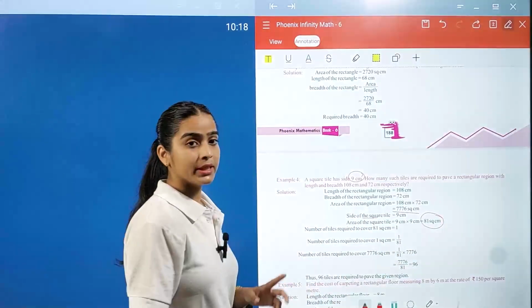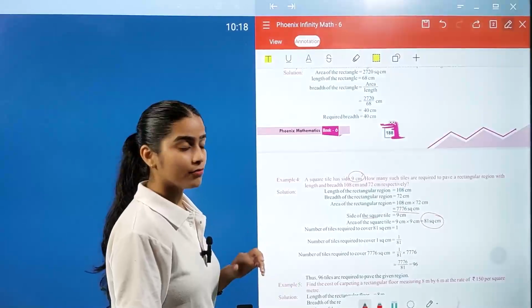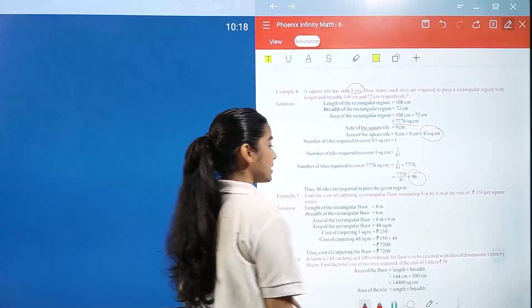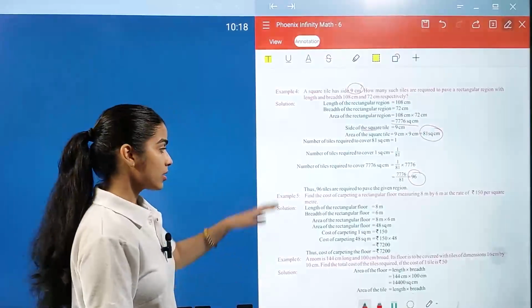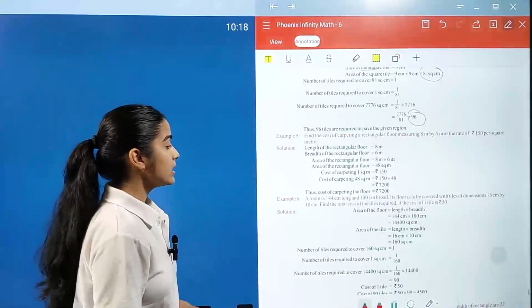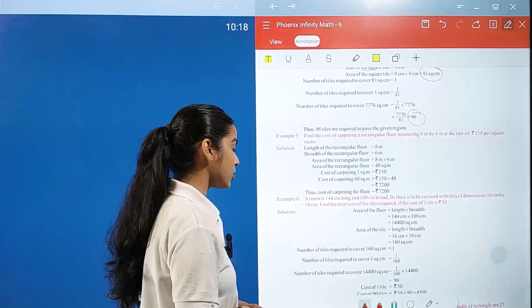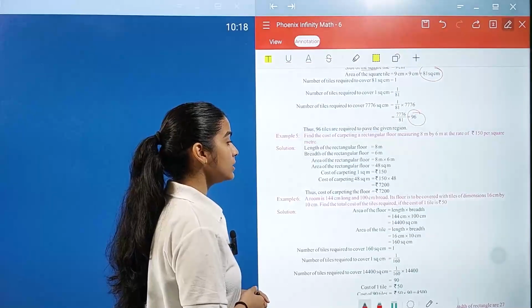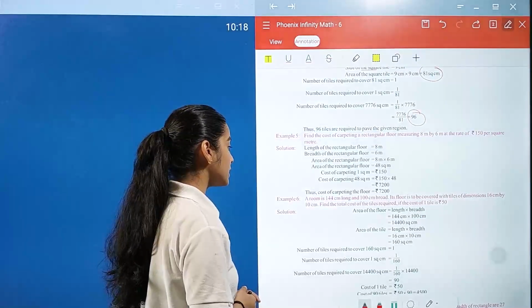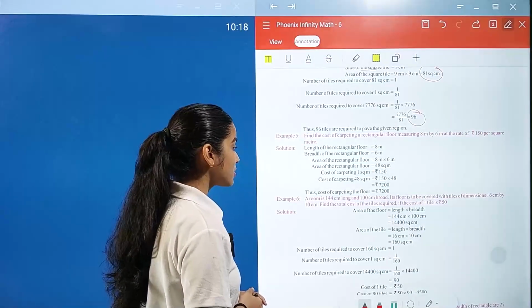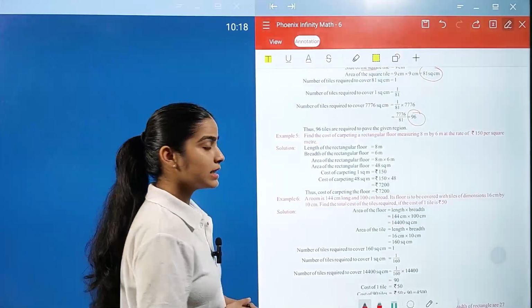Now you can simply divide the rectangle's area by the square's area and you will get your answer: 96 tiles are required to cover that paved region. Now our room is 144 centimeter long and 100 centimeter broad. Its floor is to be covered with tiles of dimension 16 centimeter by 10 centimeter. Find the total cost of the tiles required if the cost of one tile is 50 rupees.